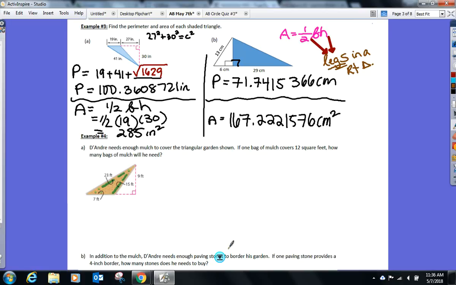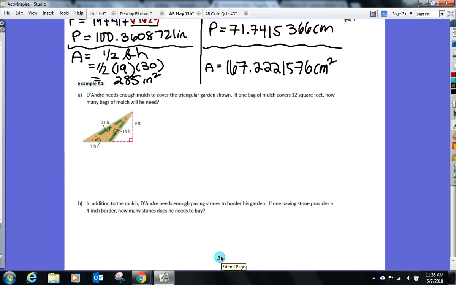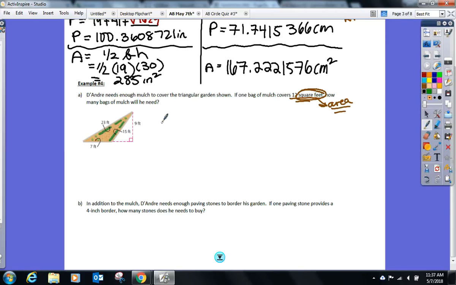Okay, he's going to mulch this triangular garden right here. One bag, 12 square feet. How many bags of mulch is he going to need? 12 square feet. We've been dealing with perimeter and area. How do I know what to use here? Why? Square feet, right? So I know it's going to be area. So I need your help to find the area of his triangular garden.